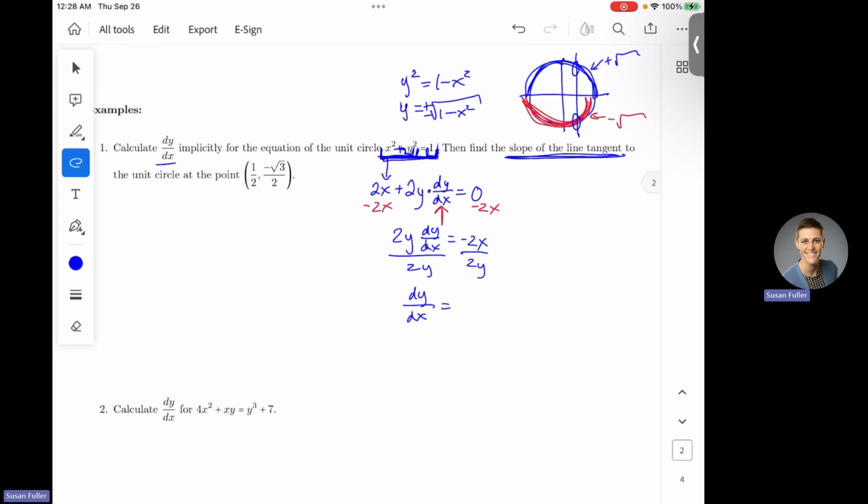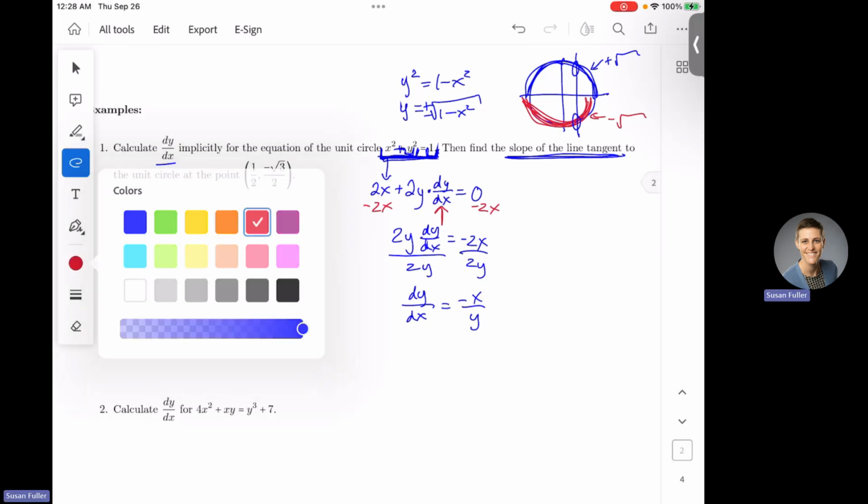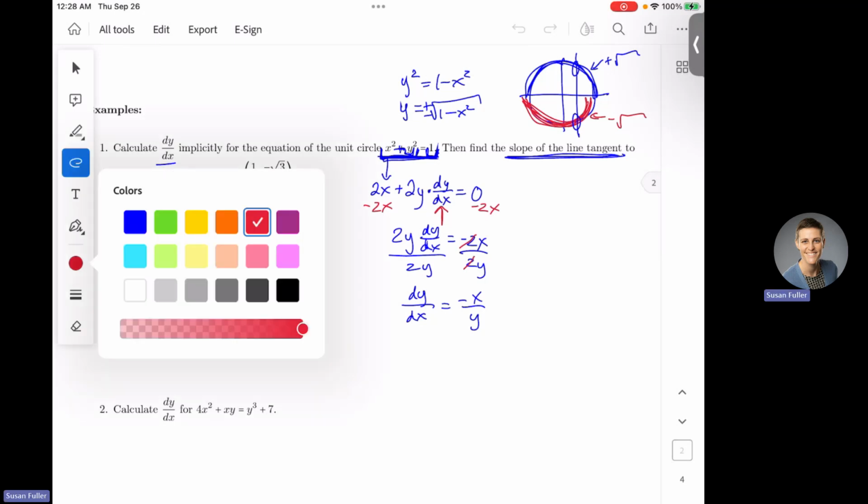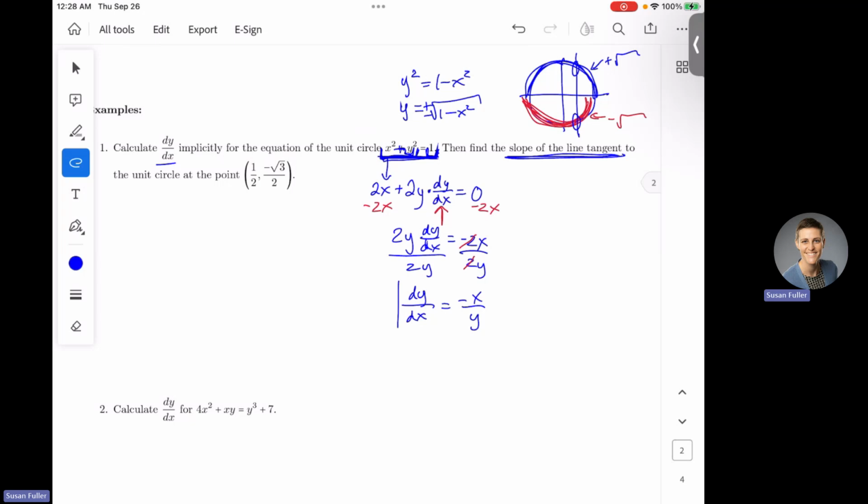And I'm going to have negative 2x over 2y. These 2's are going to cancel, and I'm just going to get negative x over y, right? Because, let me switch colors, these 2's cancel. Okay, so that's my derivative. This is my slope function. This tells me how to find the slope at any point on my original equation. Except now I have to find an x and a y to be able to find the slope.